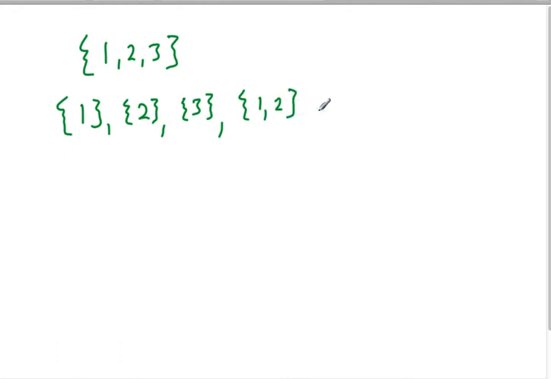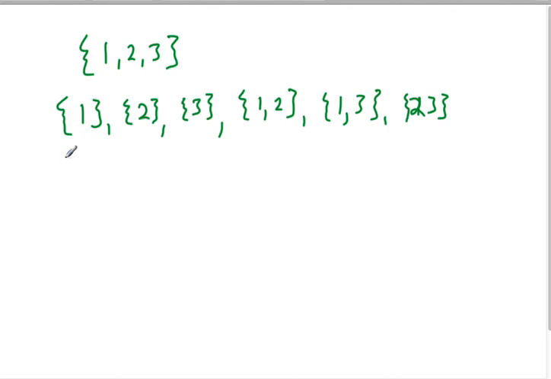So to list all the subsets, they need to be listed in braces. So 1 is a subset, 2 is a subset, 3 is a subset, but you can also have multiple things that are subsets. So for instance, 1 and 2 would be a subset of all that. 1 and 3 would be a subset. 2 and 3 would also be a subset.